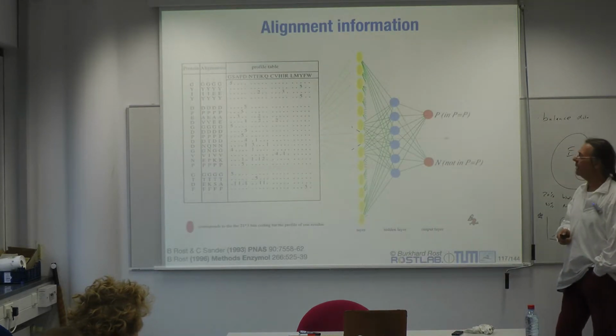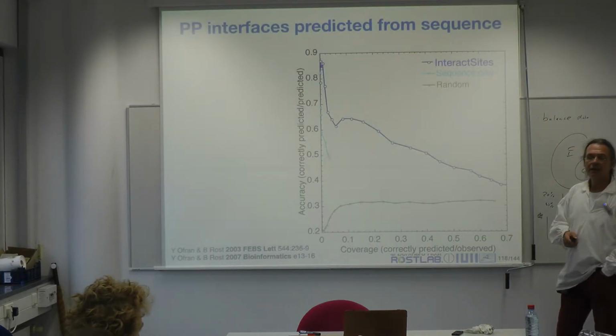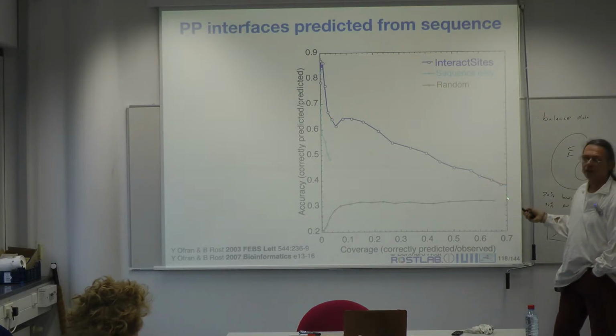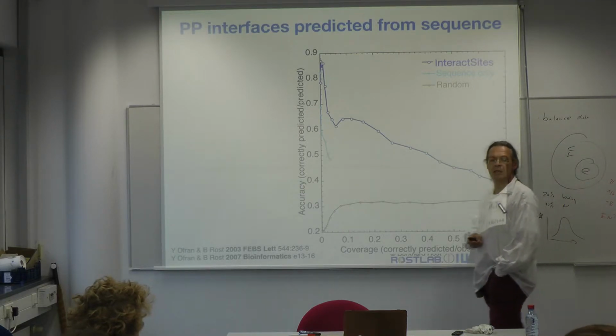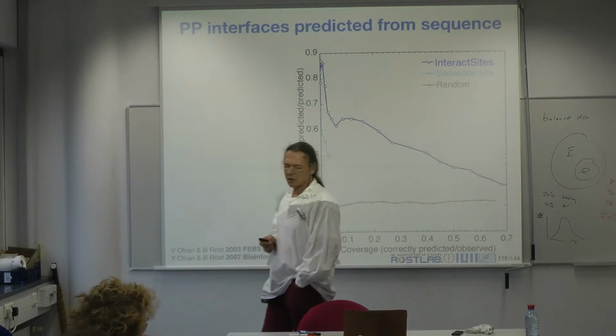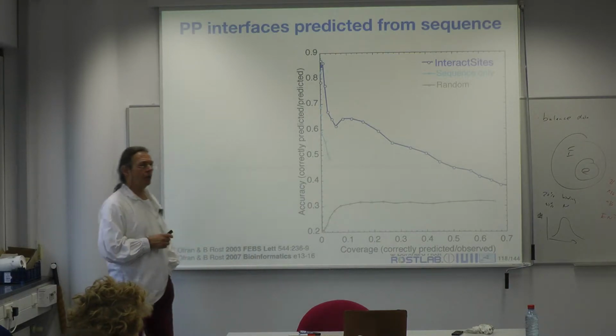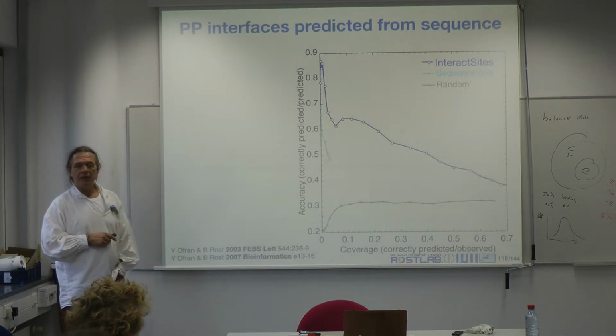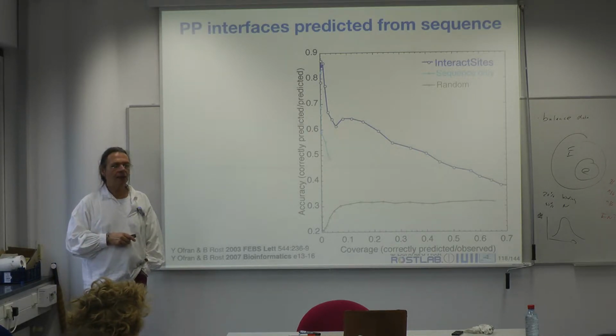But then I put the alignment information into the system, and that's what I get. So this is sequence only. This is using alignments and secondary structure prediction, solvent accessibility prediction, hydrophobicity, charge, and the prof B value, so the flexibility prediction. And again, this is random. Now you see we're clearly away from random, right?